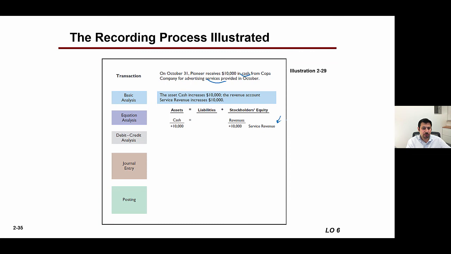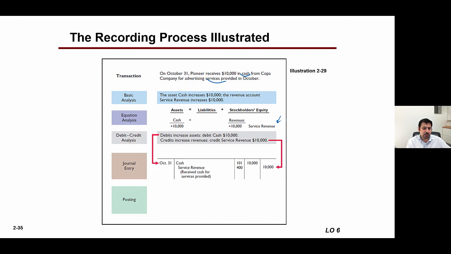stockholders' equity. Now we know that cash is an asset, debits increase assets, so we debit cash 10,000. On the other hand, service revenues are credit accounts, they increase with credits, so we credit service revenue $10,000. The transaction would be October 31st, cash was debited 10,000, service revenue was credited 10,000, and the explanation would be received cash for services provided. Then we post them to the appropriate accounts on the ledger.